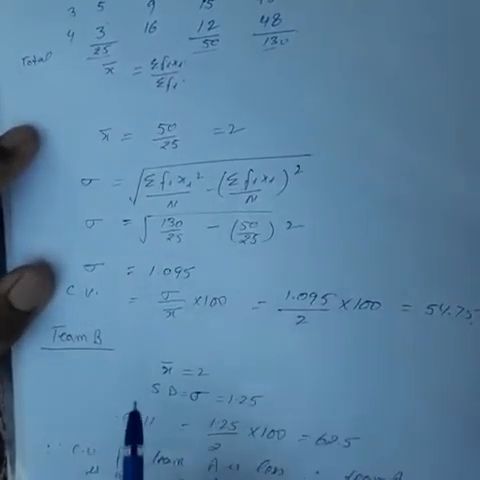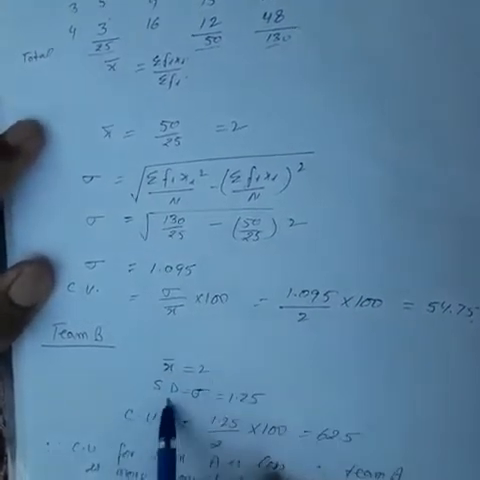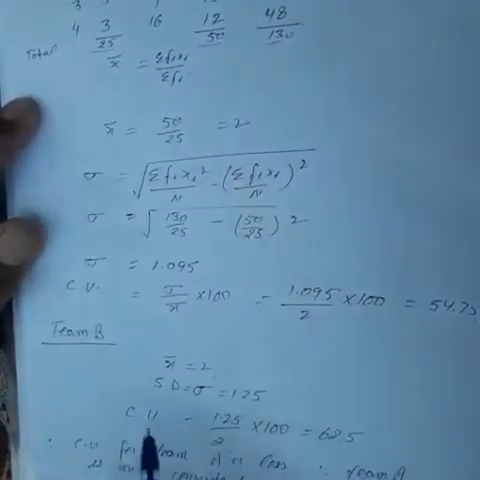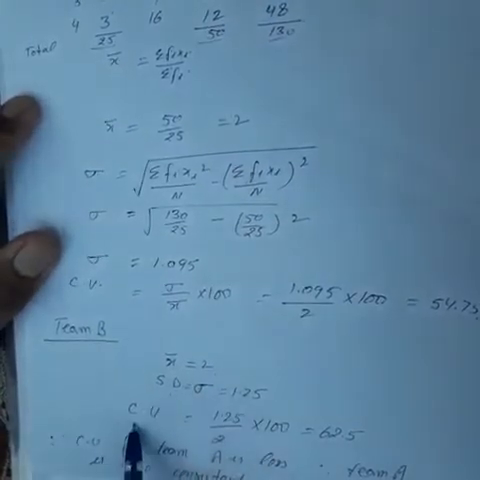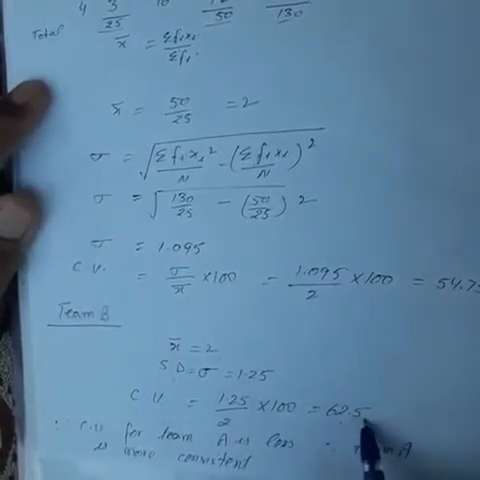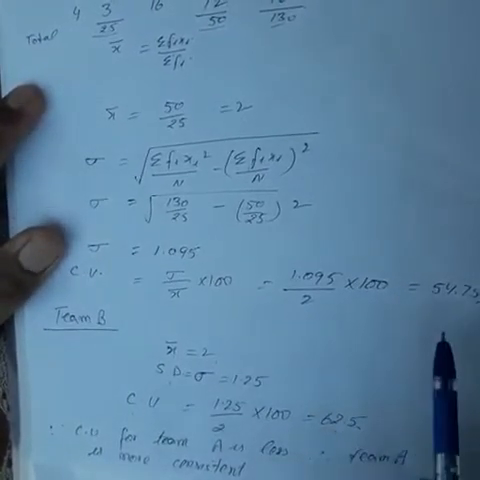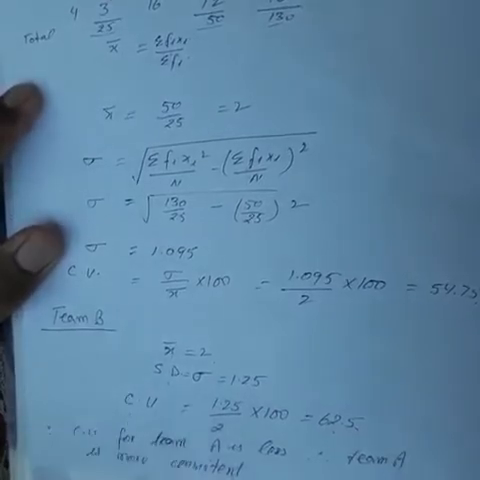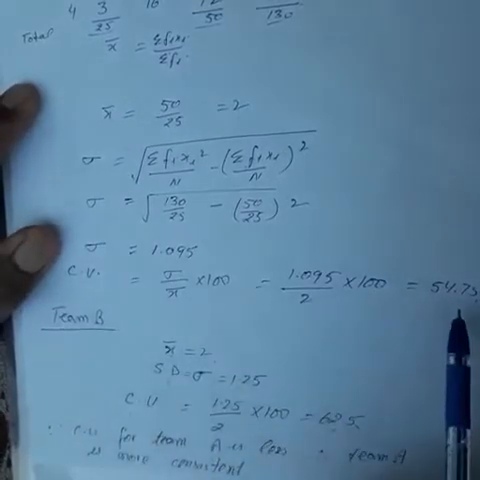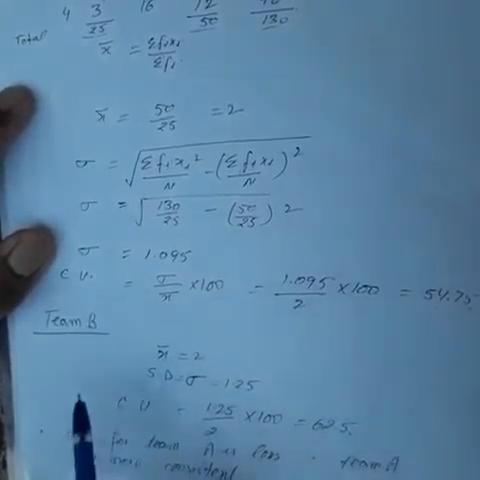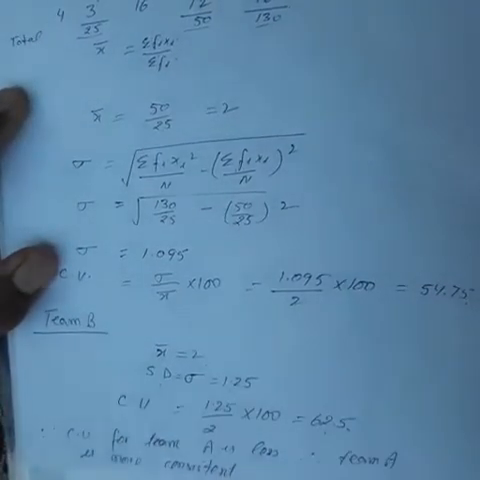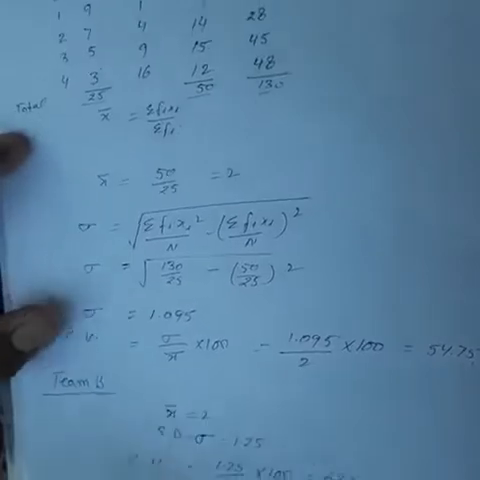For team B, we are given the mean is 2 and the standard deviation is 1.25. So there is no need of these calculations, as we are given direct values. Calculate the coefficient of variance using this formula, and it is 62.5. Now you observe the coefficient of variance. The coefficient of variance for team B is greater, and for team A it is less than B. So that's why observation A is more consistent. So team A is more consistent.